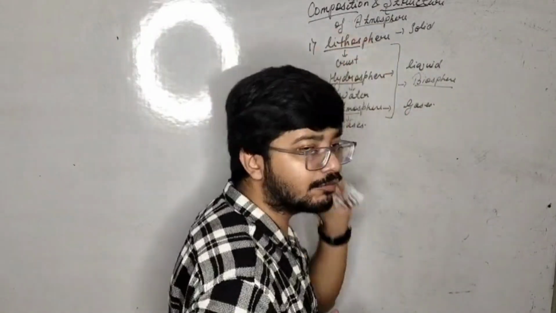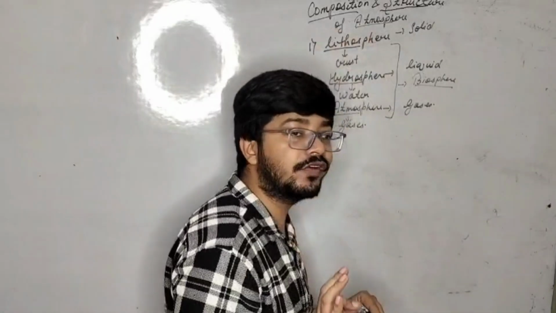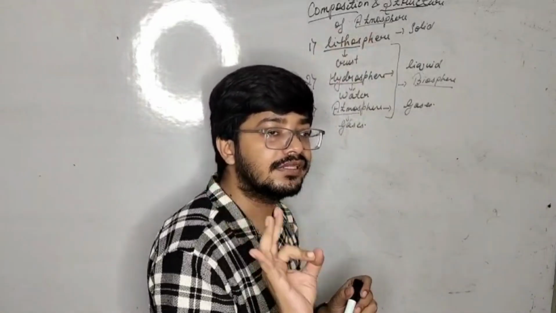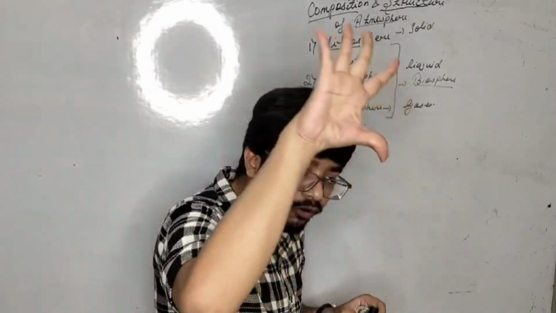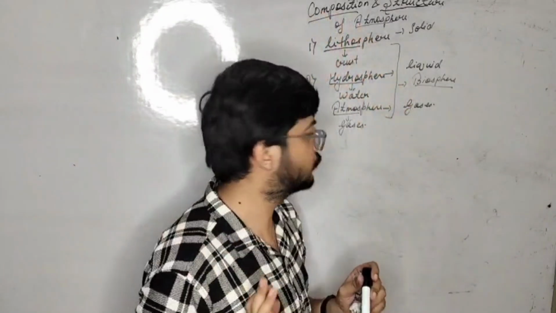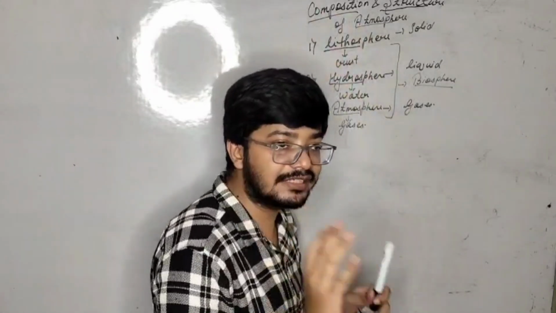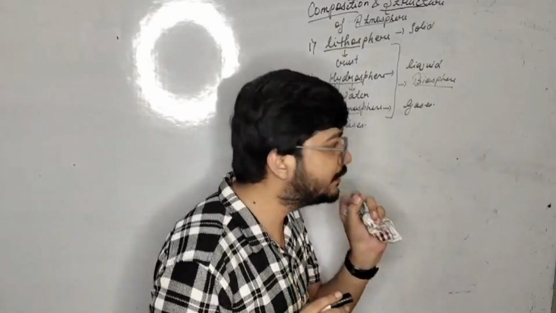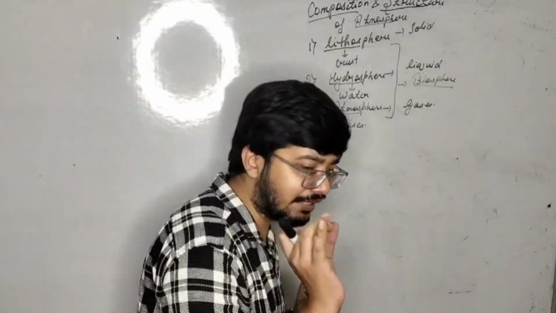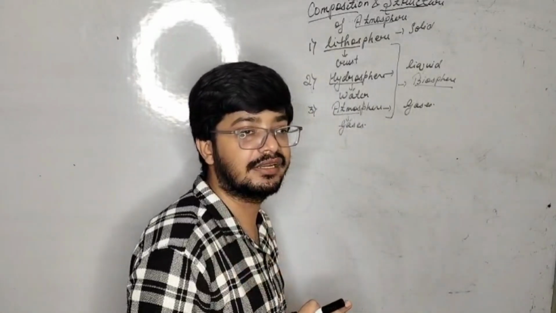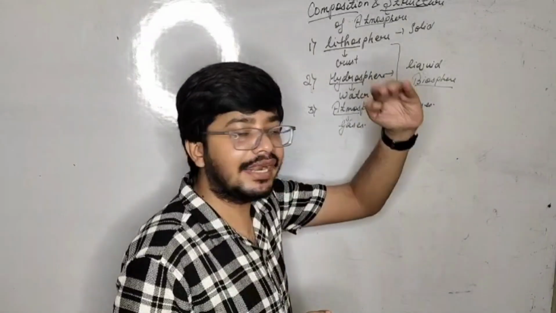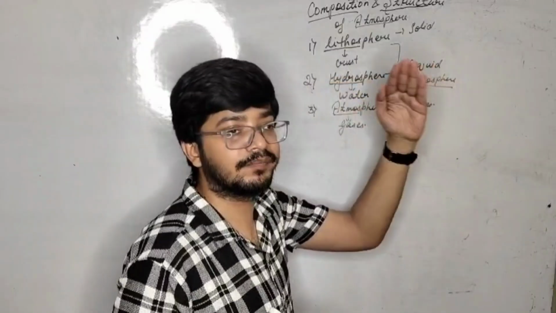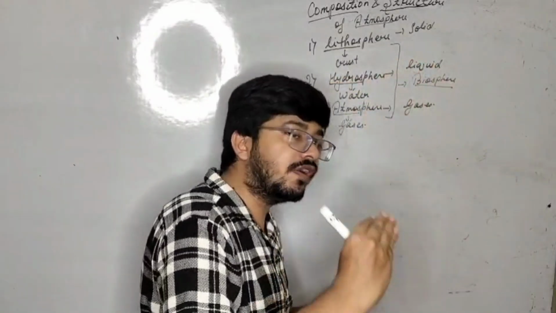Now we have to understand what atmosphere means. The very simple definition is that the thin layer of different gases which surrounds the Earth is called atmosphere. And on this atmosphere, we all know that different gases exist, and it varies as we move up.